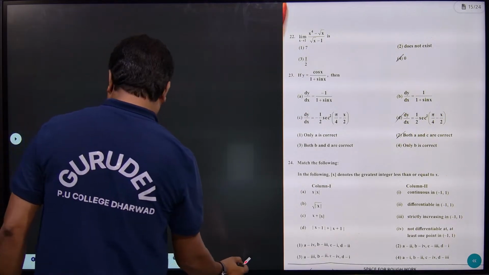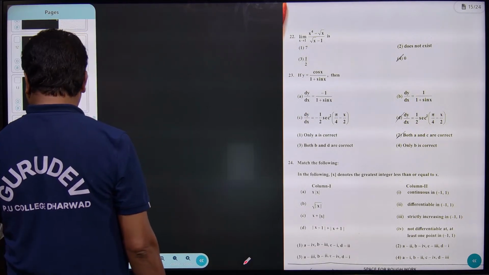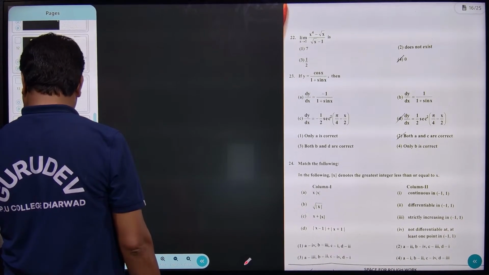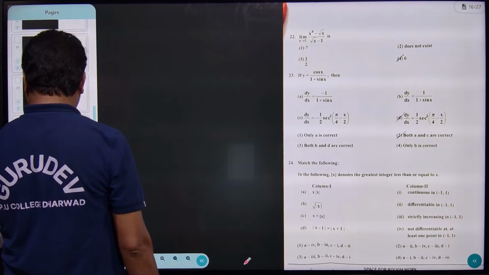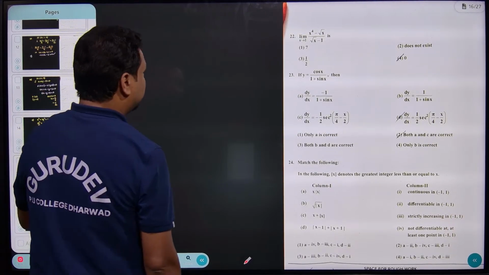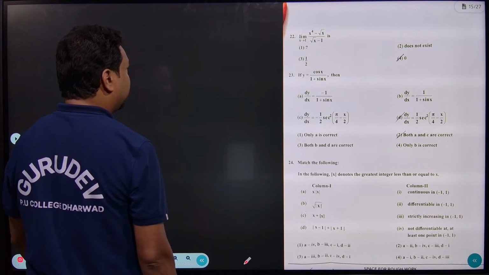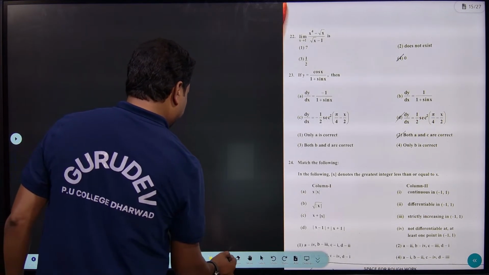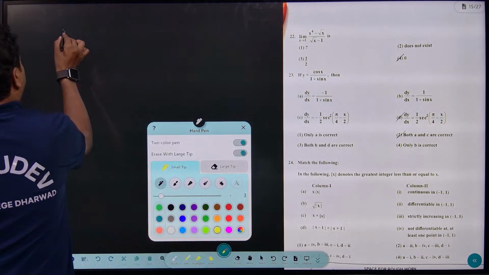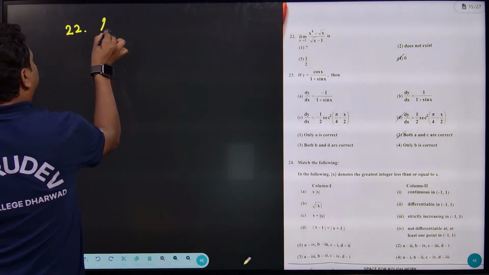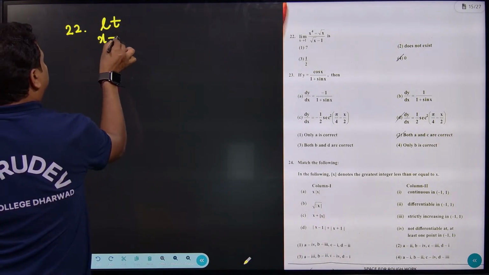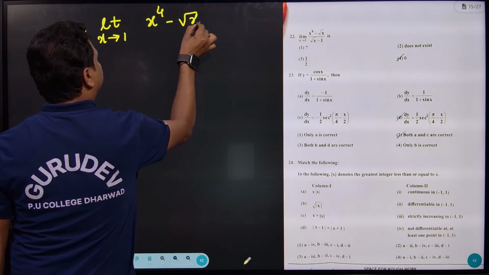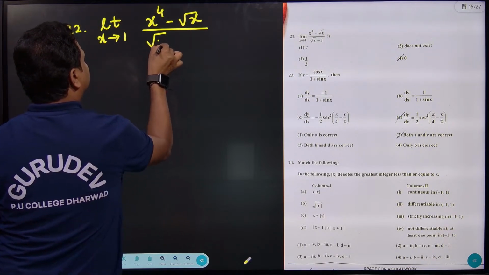Question number 22. Okay, so let's begin with question number 22. Question number 22 is on the limit x tending to 1, of (x to the power 4 minus root x) divided by (root x minus 1).